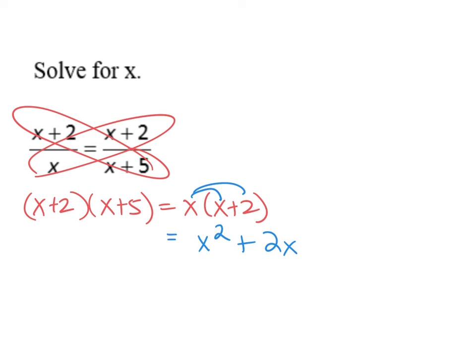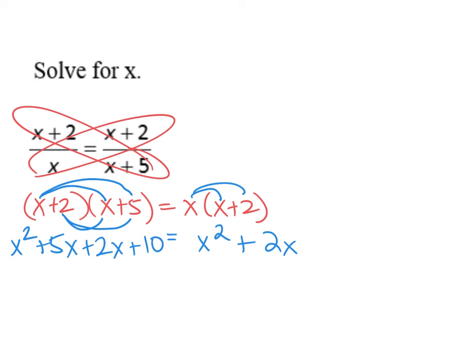All right, this side over here, we have to FOIL or double distribute. Hopefully you remember that term from Algebra 1. So I'm going to take the x times the x, which is x squared. I'm going to take the x times the 5, so that's 5x. I'm going to take the 2 times the x, and then I'm going to take the 2 times the 5. Okay, so I end up with 4 terms, but really these middle terms are like terms. We can put them together. So I get x squared plus 7x plus 10 equals x squared plus 2x.